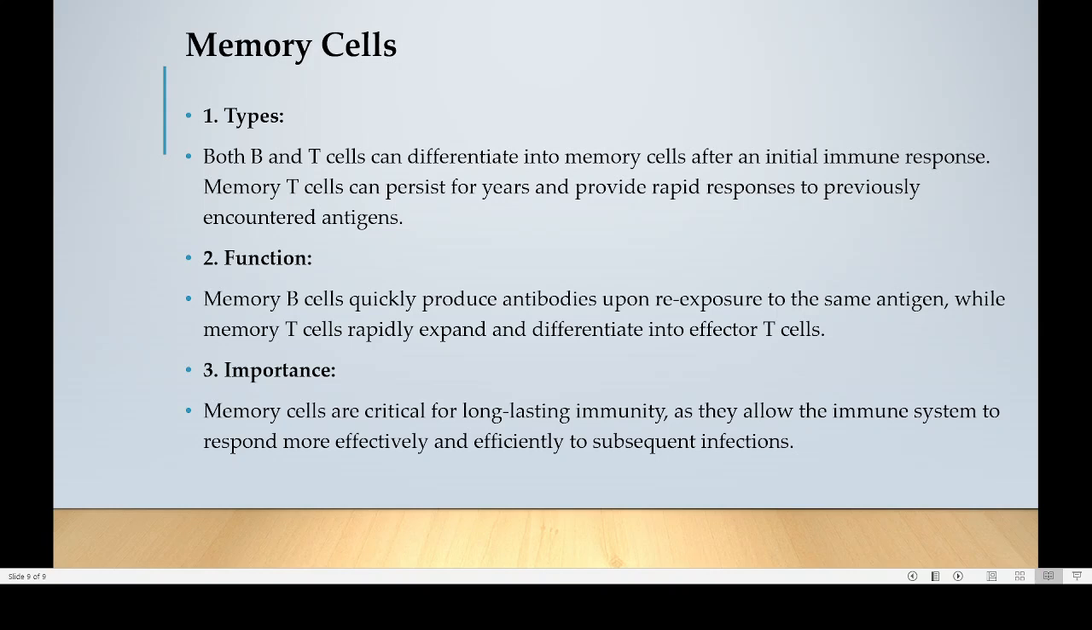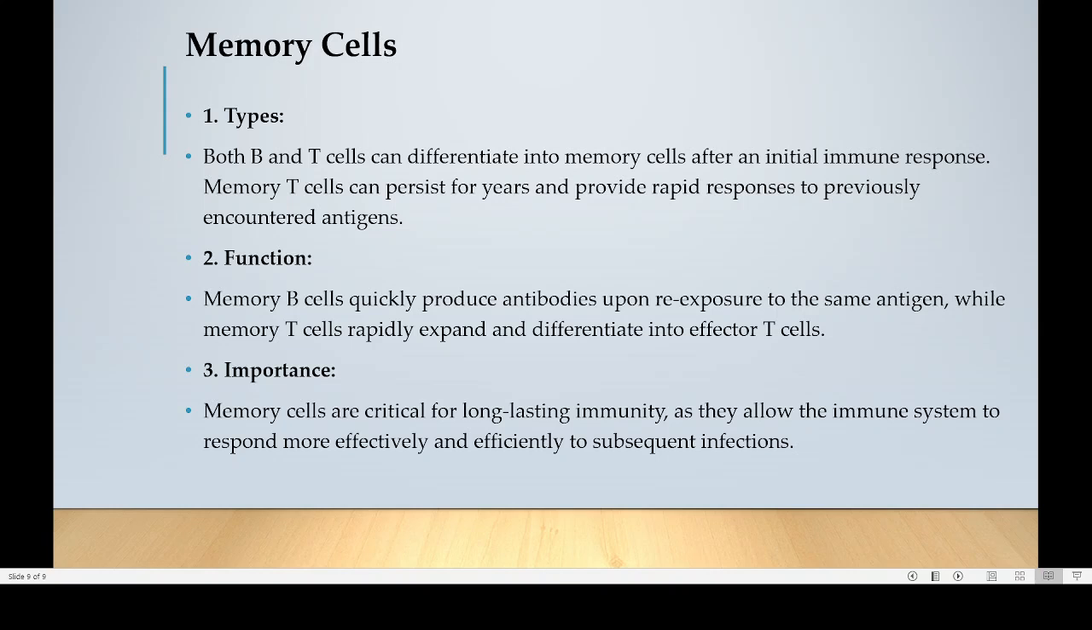Memory B cells quickly produce antibody upon re-exposure to the same antigen or same virus, while memory T cells rapidly expand and differentiate into effector T cells. Effector T cells are mainly responsible for the immune attack, and memory T cells are critical for long-lasting immunity. We get lifelong immunity against certain infections because of the presence of memory T cells and memory B cells, and they allow the immune system to respond more effectively and efficiently to a second infection.